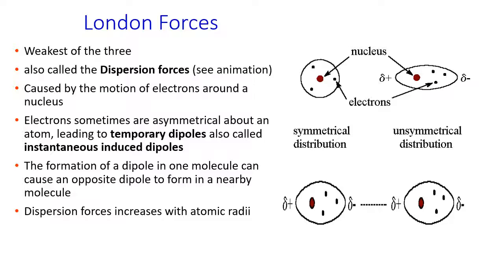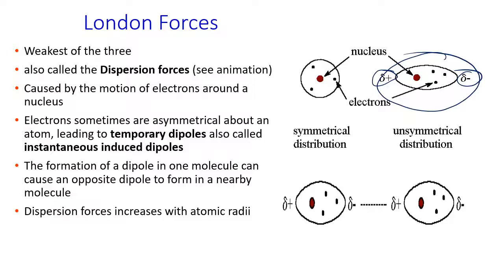And they're caused by the motion of electrons around a nucleus. Okay, so you can see here that we have an unsymmetrical distribution of charge between the negative electrons and the positive protons, which happens randomly. And this motion of electrons around the nucleus causes this unsymmetrical distribution. And because of this asymmetry, this leads to temporary dipoles, also called instantaneous induced dipoles. So the atom ends up with a positive pole and a negative pole.